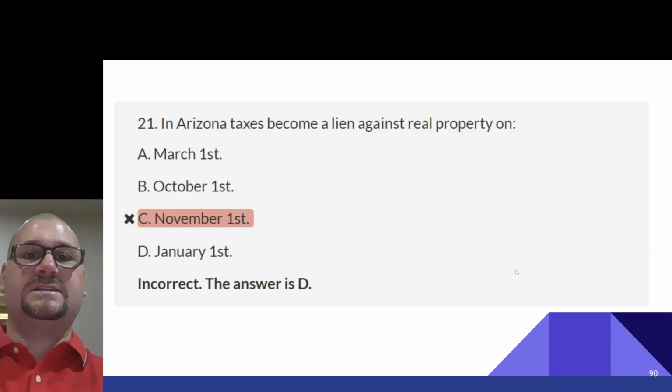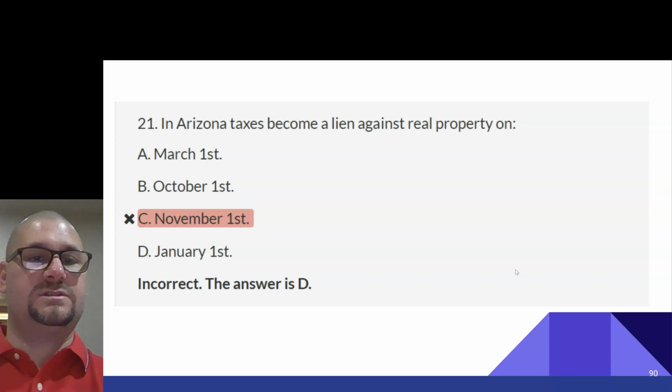In Arizona, taxes become a lien against real property on January 1st.